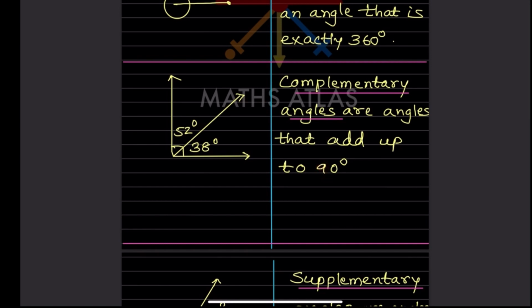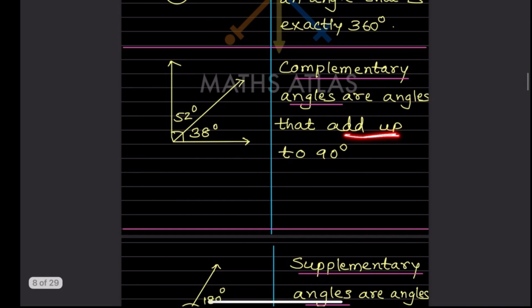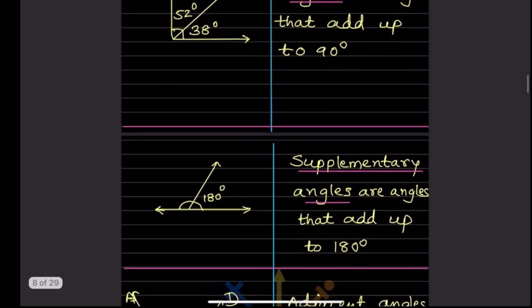So now complementary angles are angles that add up to 90 degrees. Suppose it can be here, when you add both, it should be 90. So it can be anything. Now even it can be 30 and 60. So when you add both, it should be 90 degrees. So these are angles that add up to 90 degrees. These angles can be anything, but when you add both of them, it should be 90 degrees.